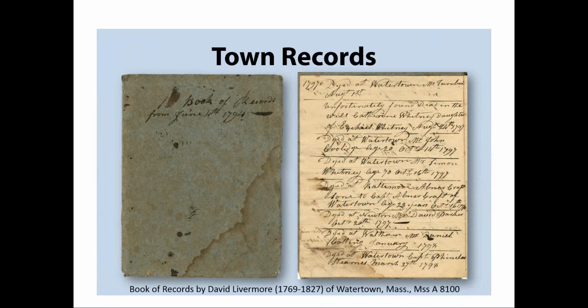In addition to records kept by town clerks, there are also private records kept by citizens that document town events. The example on this slide contains entries recorded by David Livermore of Watertown, Massachusetts from 1794 to 1837. Most of the entries concern local deaths, but there are also entries for marriages, fires, individuals moving from town, and the record was continued from 1827 to 1837 by an unidentified author.